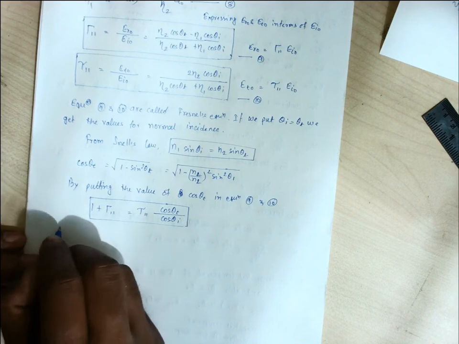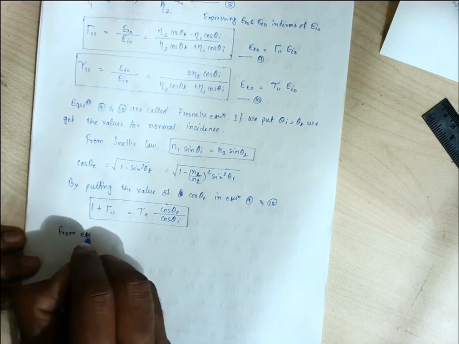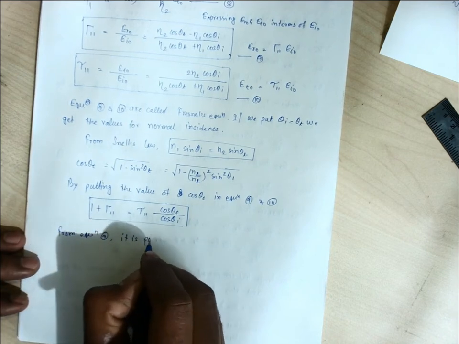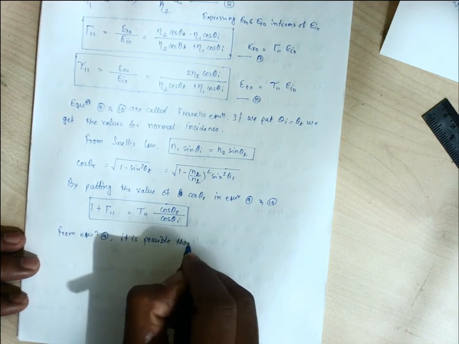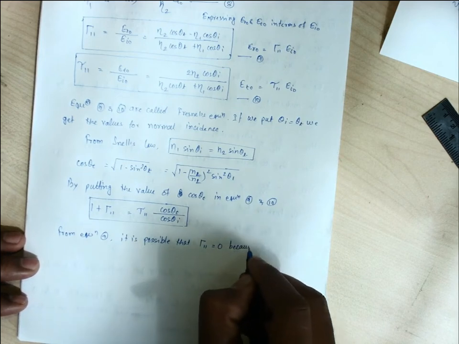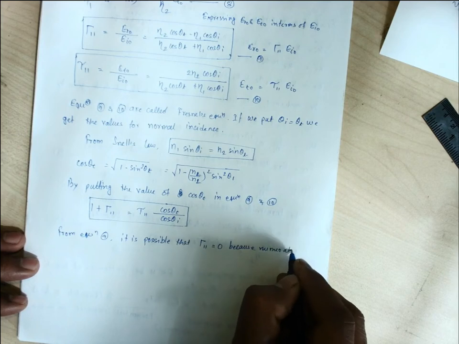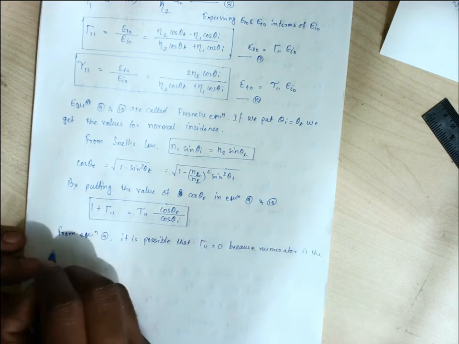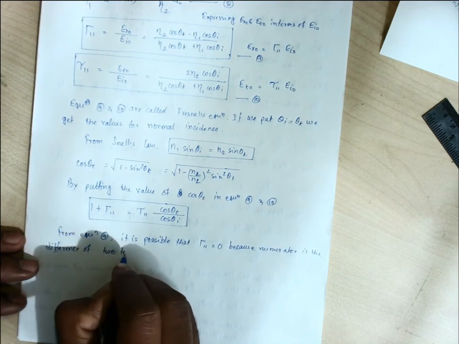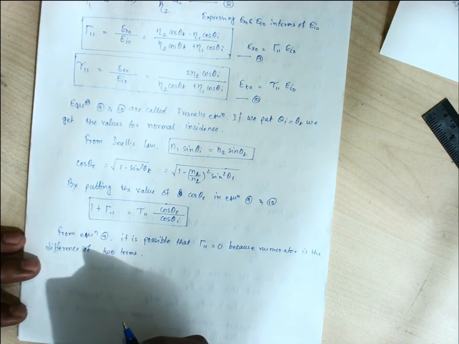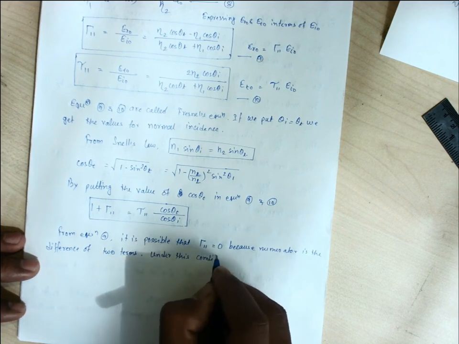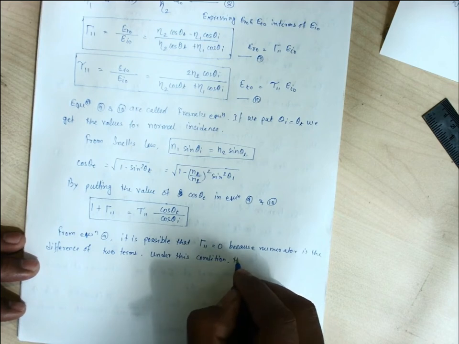I am just writing from equation 9, it is possible that gamma parallel is equal to 0 because the numerator is the difference of two terms. So under this condition, there is no reflection.